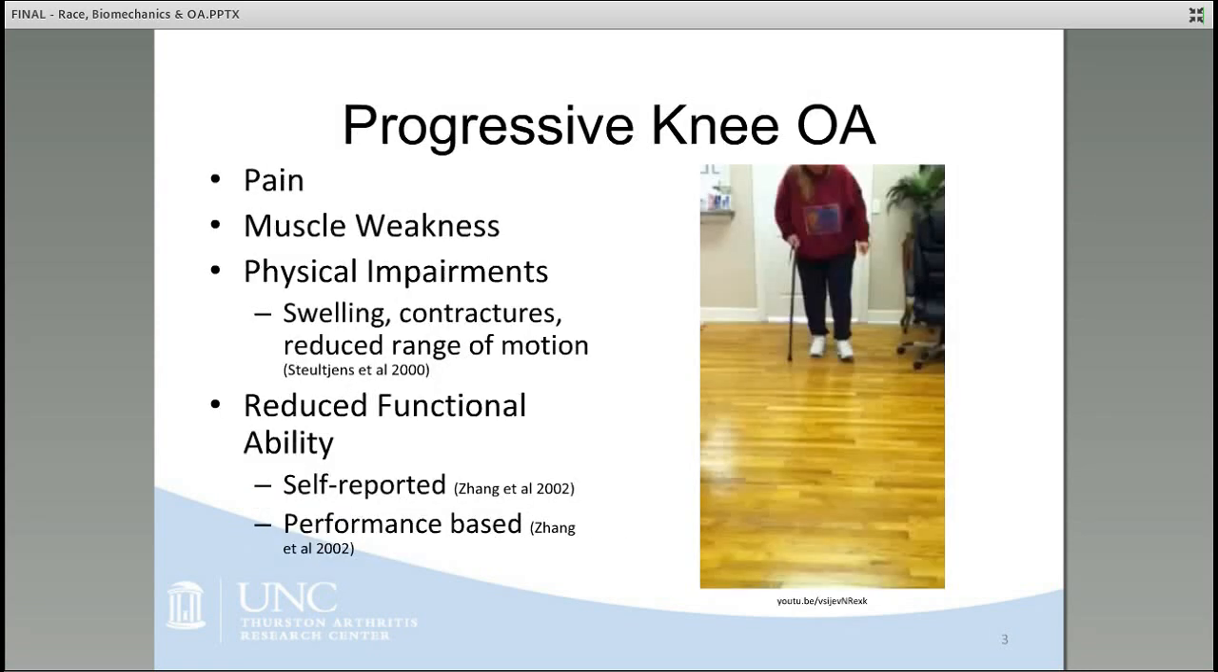OA is often accompanied by pain, muscle weakness, and physical impairments such as flexion contractures, reduced passive joint range of motion, and reduced functional ability. If we could cue up the video here.